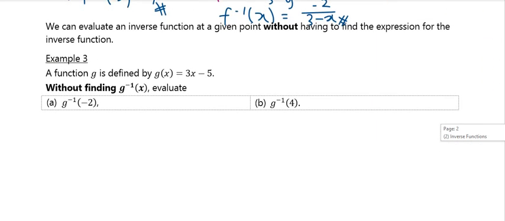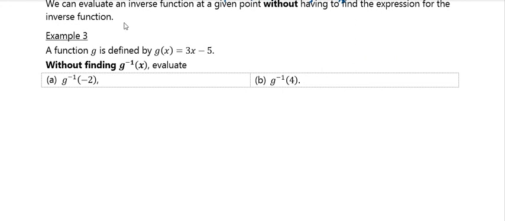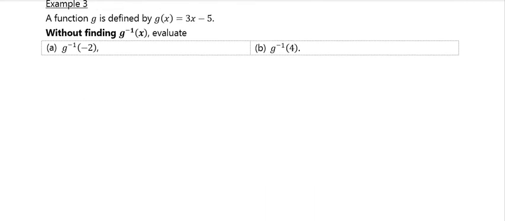Okay, now this is one of the challenging parts, which is to evaluate an inverse function at a given point without having to find an expression for the inverse function. So bear with me, go slowly through this. A function g is defined by g(x) = 3x minus 5. Without finding g inverse of x, evaluate g inverse of minus 2. So here, at the beginning, you have to state this: let g inverse of negative 2 equal any variable that you like. So let's say I'll put a.